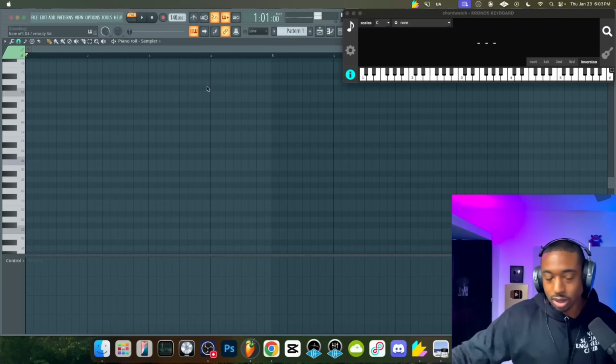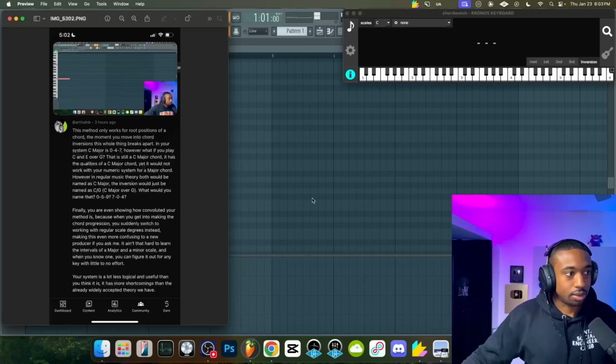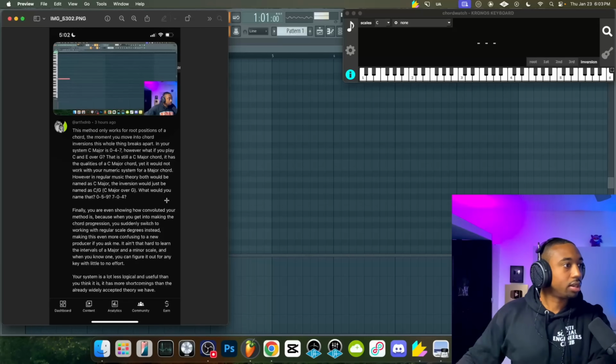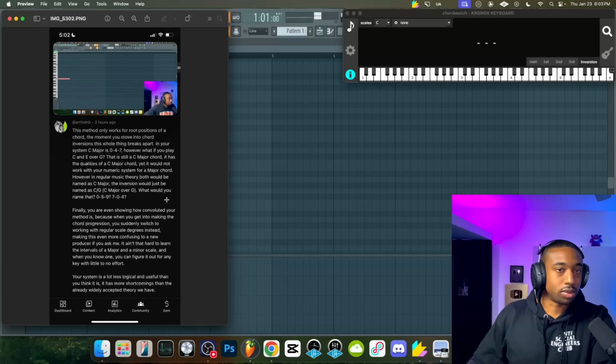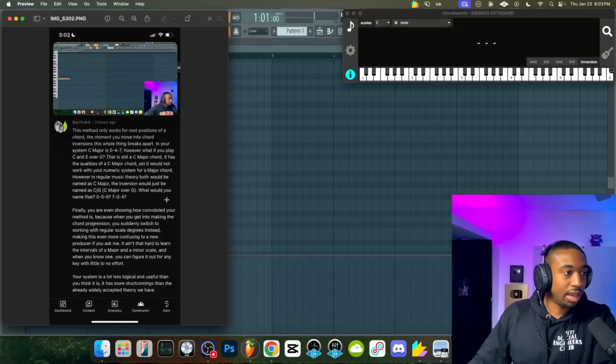So let's go back to that picture so I can see the rest of the statement here. So this method only works. So we just showed and proved to you guys it does not only work for building root position chords. I even showed you how to break down complex chords into simple chord codes to make it super simple to know what the heck's going on. So we went over chord inversions. We went over the first part.